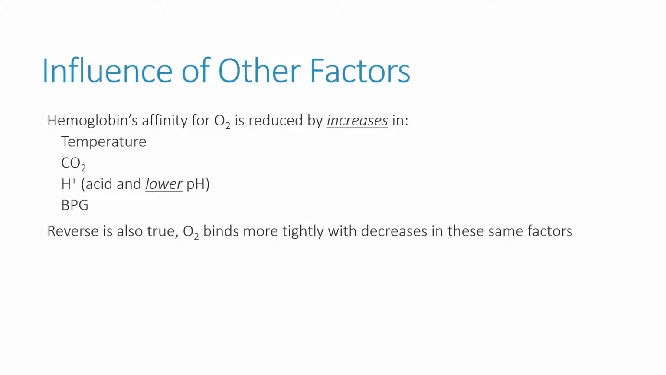The reverse is also true. Oxygen binds more tightly with decreases in these exact same factors. As the body temperature starts to cool, it causes hemoglobin to bind even more tightly to oxygen. As a decrease in carbon dioxide happens in the body, oxygen binds more tightly to hemoglobin. The same thing with acids. As the body becomes more basic, then hemoglobin binds much more tightly to oxygen.